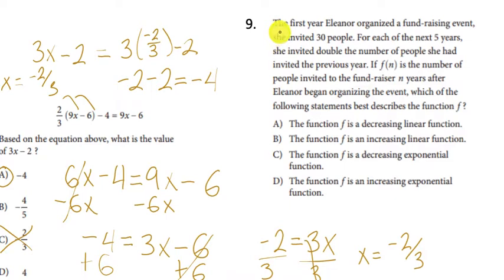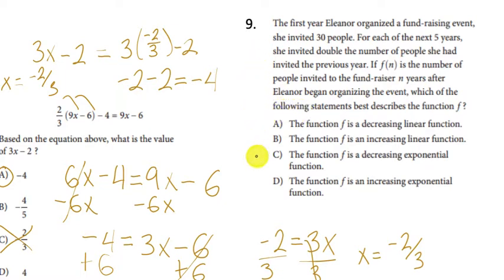Number 9. The first year Eleanor organized a fundraising event, she invited 30 people. For each of the next 5 years, she doubled the number of people she had invited the previous year. If f of n is the number of people invited to the fundraiser n years after Eleanor began organizing this event, which of the following statements best describes the function f?